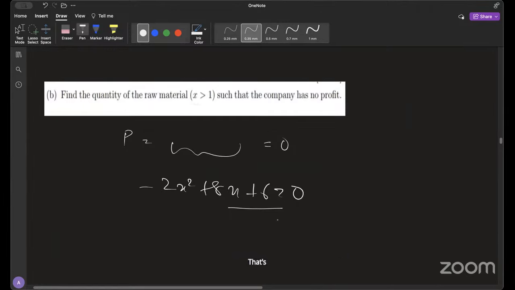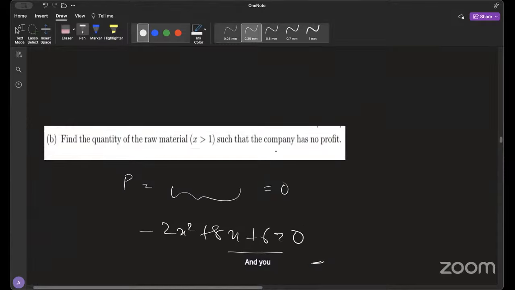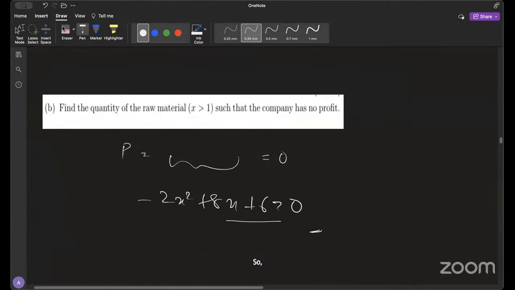And then you just have to equate it to 0 and find the roots. That's it. And if you find the roots, there'll be two roots, I guess, and you've been asked only one value. So one of them is going to be correct, and the other one is not. Ma'am, in the question it is saying that the company has no profit.